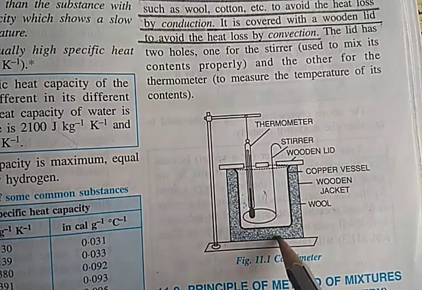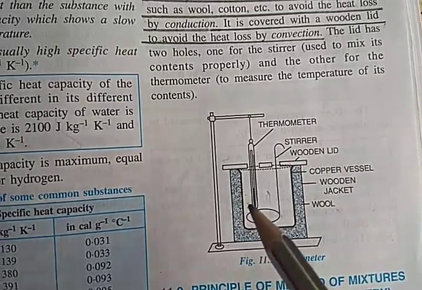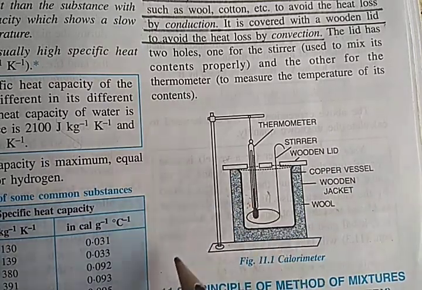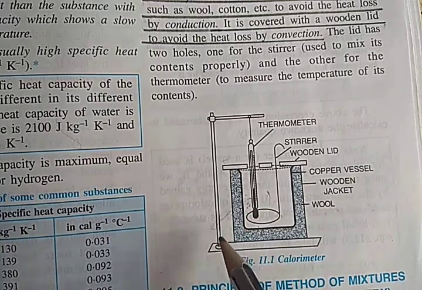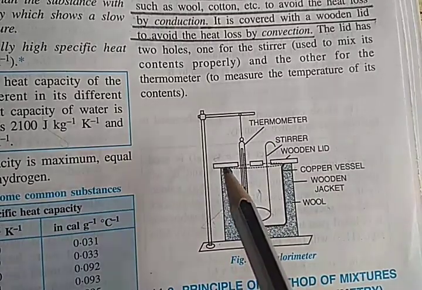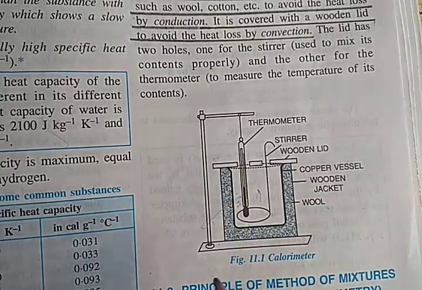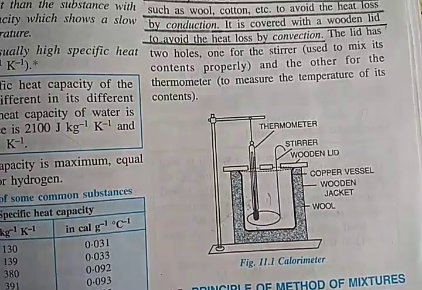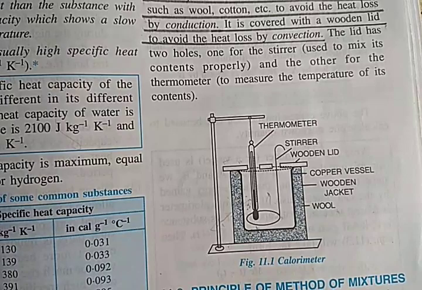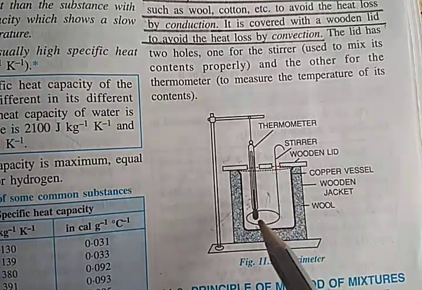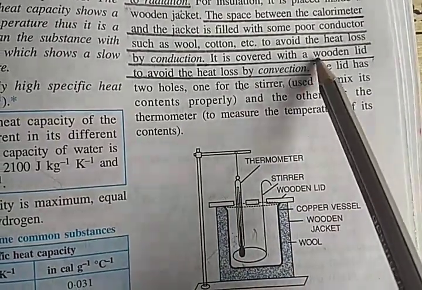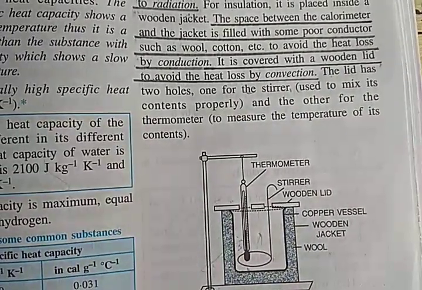Then, the space between the wooden jacket and the copper vessel, like we've already discussed, is filled up with some insulator, wool or cotton, so that there is no loss of heat from inside the copper vessel to the surroundings by conduction. So to minimize heat loss by conduction, the space between the wooden jacket and the copper vessel is filled up with an insulator. And finally, we have this wooden lid covering up the calorimeter, so that there is no loss of heat by convection. So to avoid heat loss by convection, we have the wooden lid covering up the calorimeter.